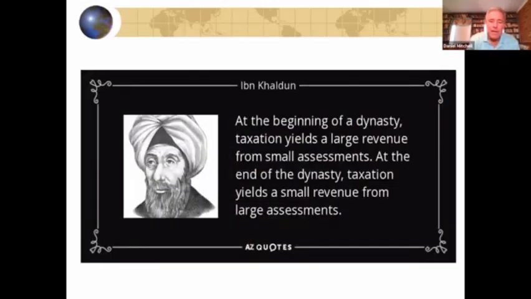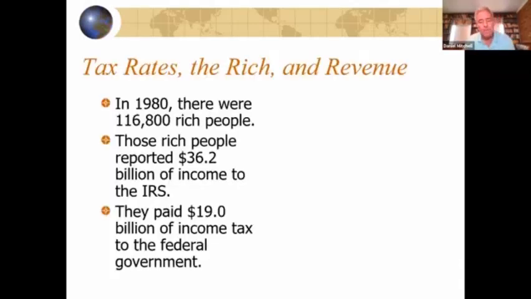And then there was a scholar from the Ottoman Empire way back in either the 1300s or 1400s, I think, who makes the point that when you have small assessments, in other words, low tax rates, you get a large revenue, but if governments continue to do the wrong thing, they impose large assessments or high tax rates, and they get little revenue. So that's just some additional theoretical analysis of the Laffer curve. Now let's look at this experiment from the 1980s that I talked about.